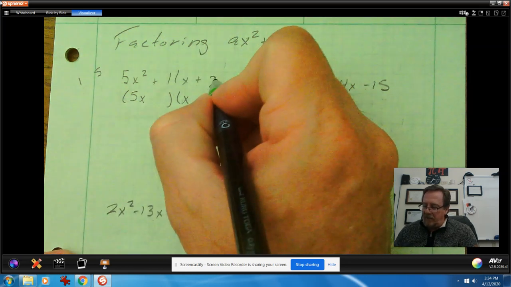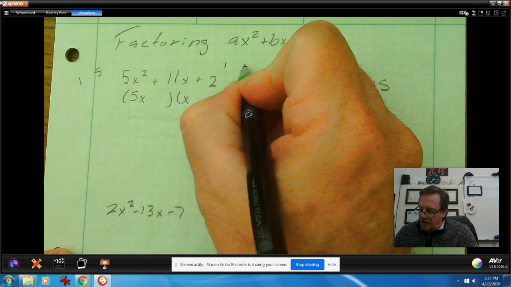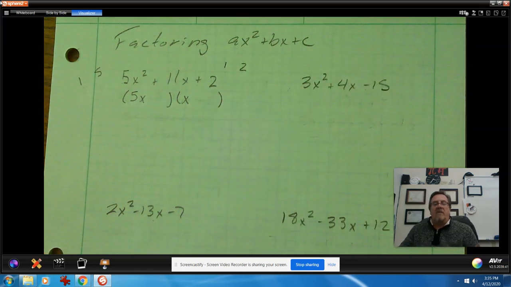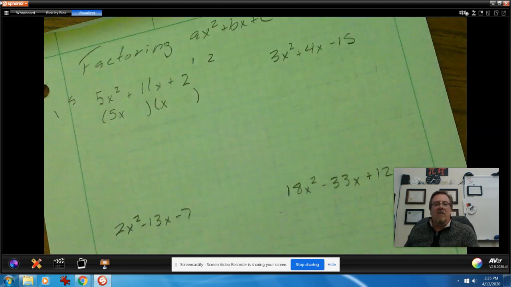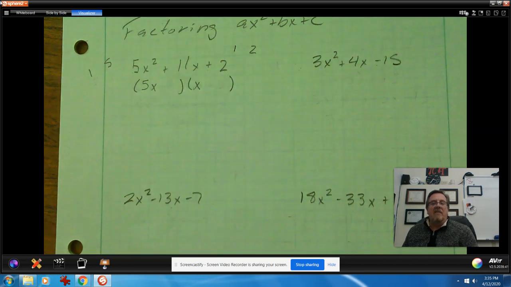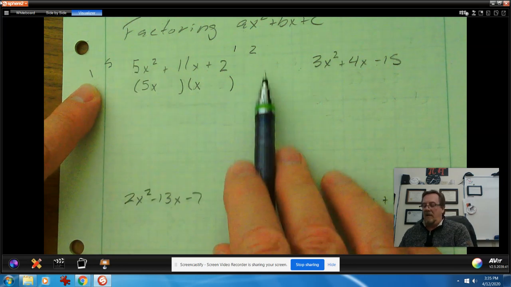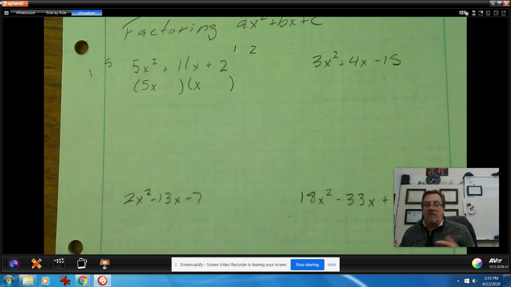Okay? But it does come into play a little bit when we look at how to find the second term in each binomial. Here's a 2, and in order to get 2, I have to think about factors of 1 and 2. And how do I know where they go? Well, again, we're going to look towards our middle term, in this case, 11x, because what we're trying to do is combine now 1 and 5 in some way with 1 and 2 when we multiply, so that we add those center terms to get 11.